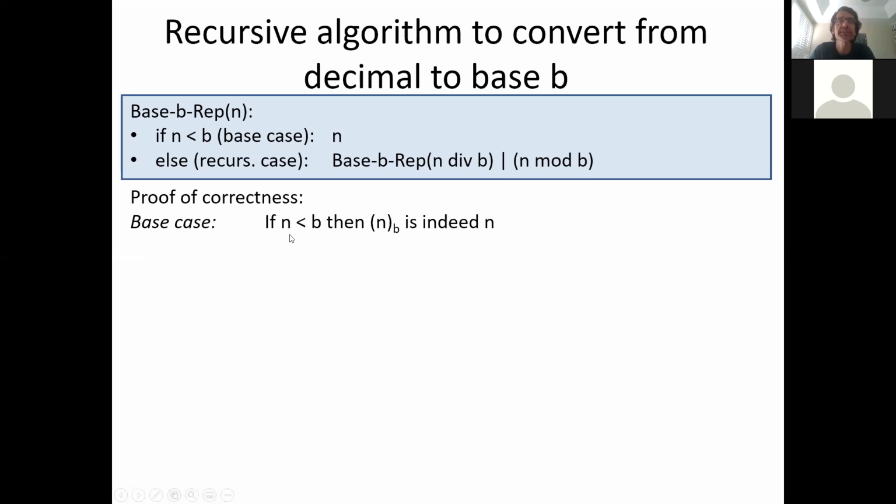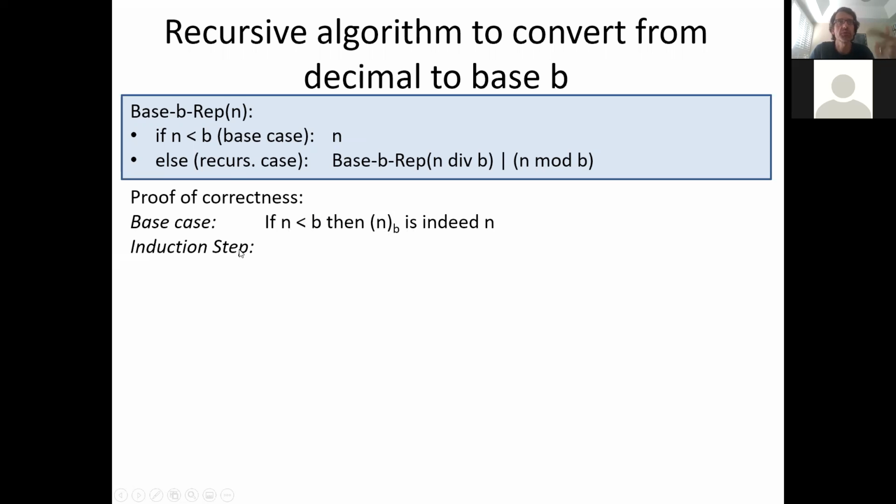What is the base case? Your integer is smaller than the base, in which case the base case kicks in. And indeed, that's a correct thing, because if an integer is smaller than b, then n in base b is the same as n in decimals.